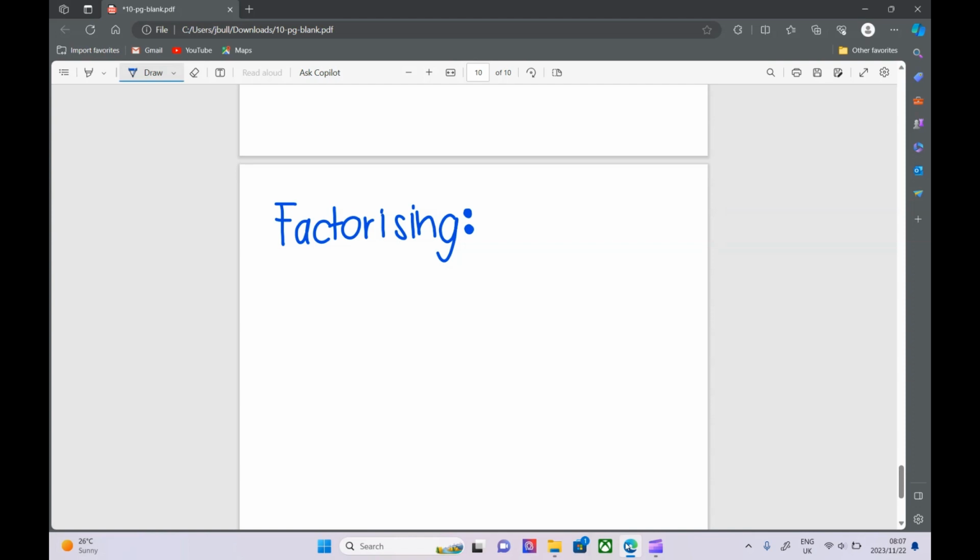I know factorizing is quite a tricky topic. And yeah, just as many examples as I can get through. So let's have a look at factorizing.